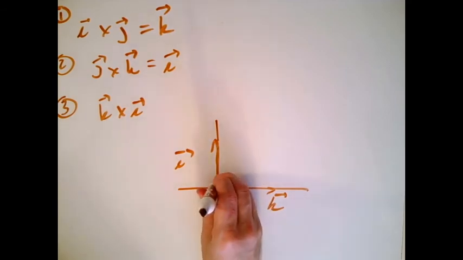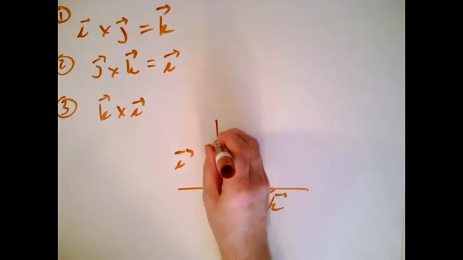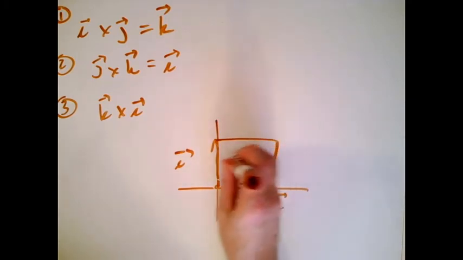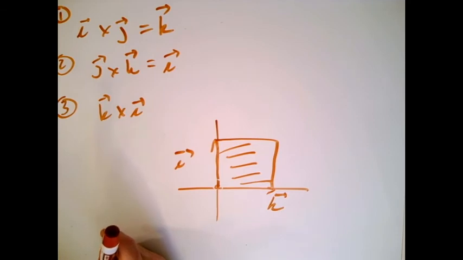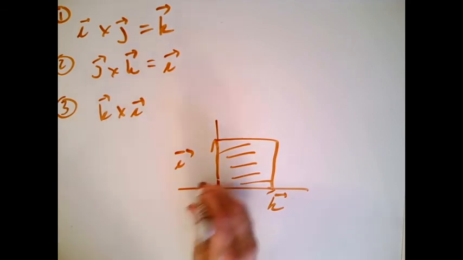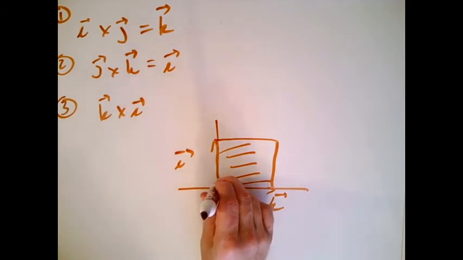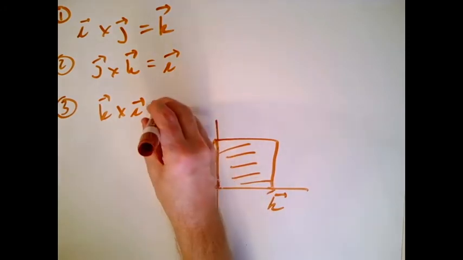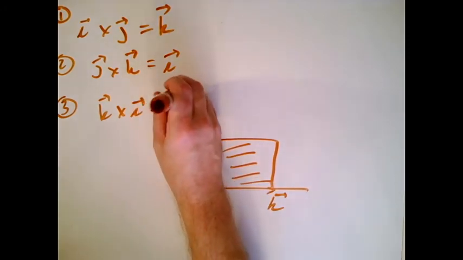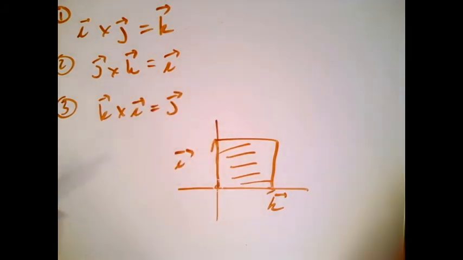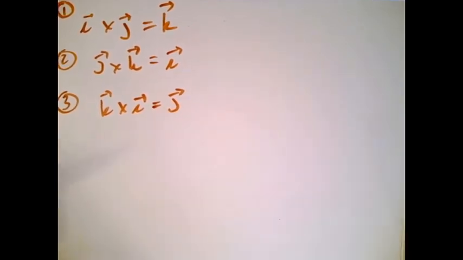So K cross I has length 1. And again, why? Because when you look at the little parallelogram, it has area 1. The direction of K cross I is in the positive J direction because our thumb said so. Right? And you're going to get positive J. So that's actually the right way to think of it.